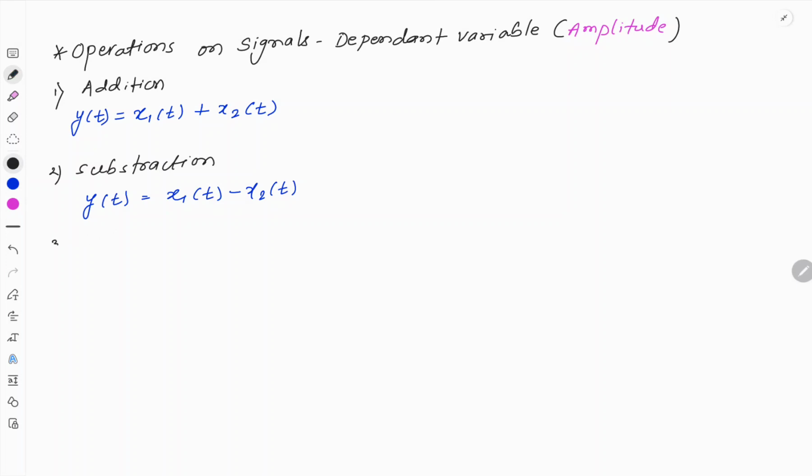The next operation is multiplication. Multiplication is denoted as y of t is equal to x1 of t into x2 of t. So we are going to multiply the corresponding amplitudes of both the signals with respect to the time instance t.